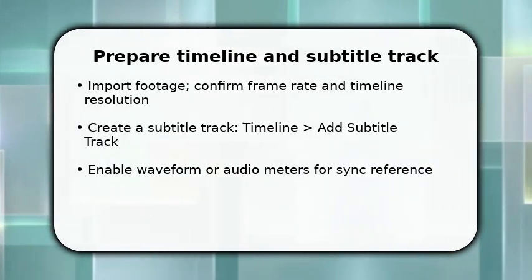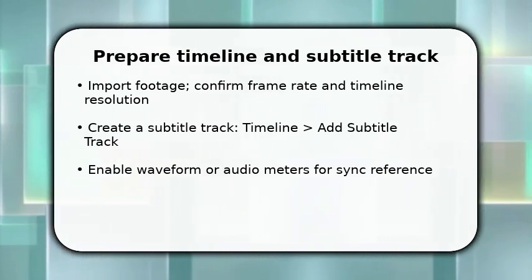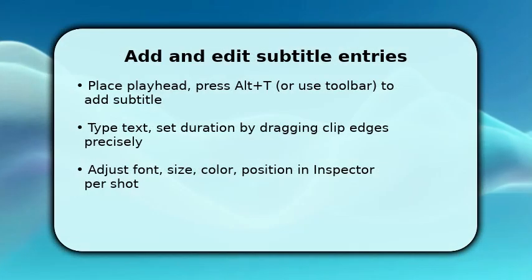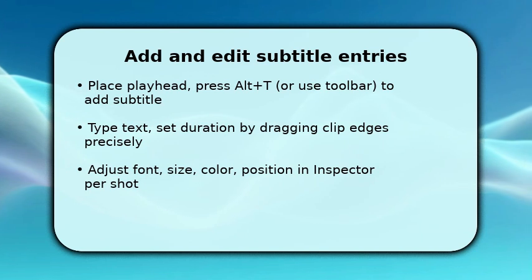You'll work faster if video and audio are locked to the timeline frame rate because captions snap correctly to frames and stay synchronized during trims. You add a subtitle where the playhead indicates and then type the line. Use Alt+T or the toolbar control to create entries quickly.